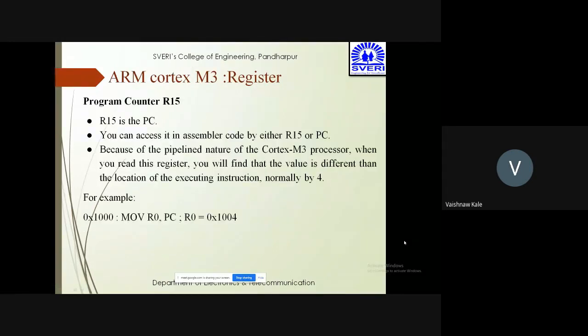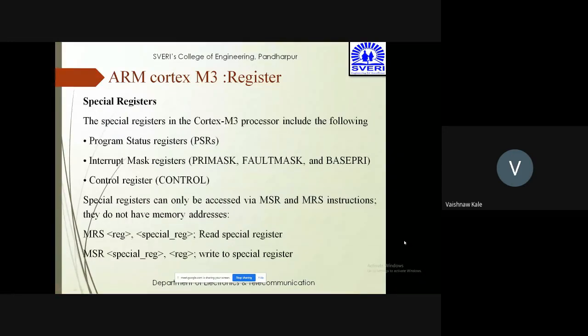This is the program counter, that is R15 is the program counter. You can access it by either using R15 or program counter. Because of the pipeline nature of Cortex M3, when you read the register, you find the value is different, because 4 is normally added to it. So when I say MOV R0, PC, that means R0 will become 1004. As soon as R0 becomes 1000, the program counter is incremented by 4. Special registers: primary mask, PRIMASK, FAULTMASK, and BASEPRI, control register, and program status register.